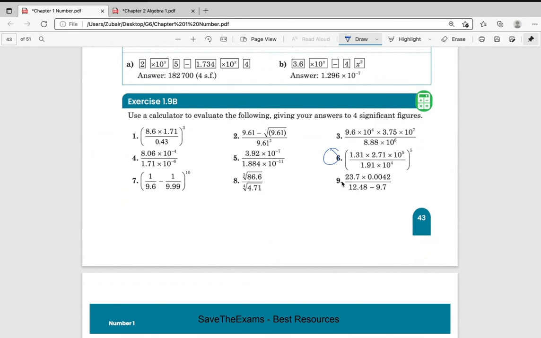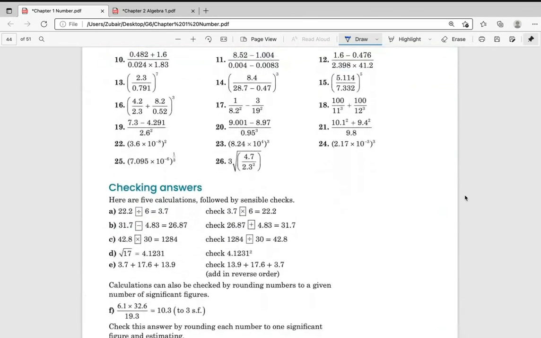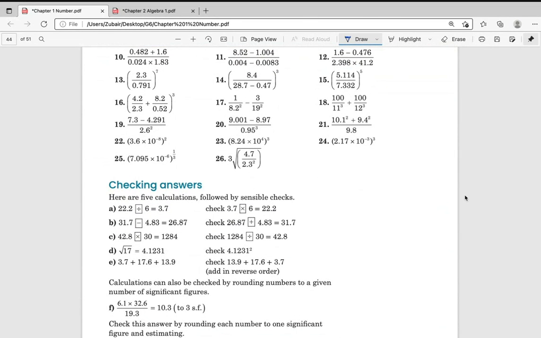Number 6. It's 0.793. Yes. Very good. So you don't have any issues in using calculator.